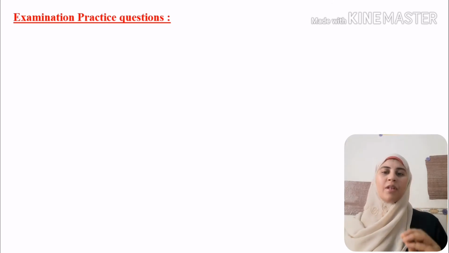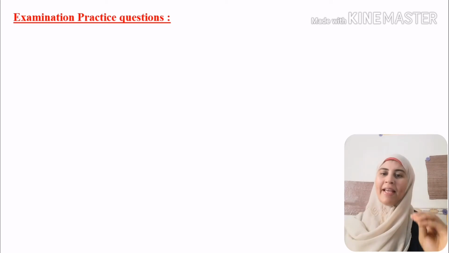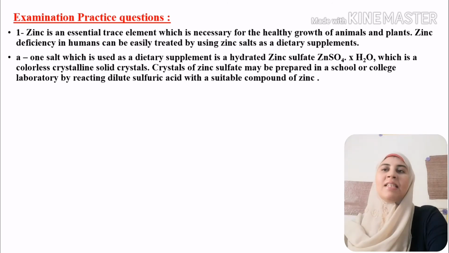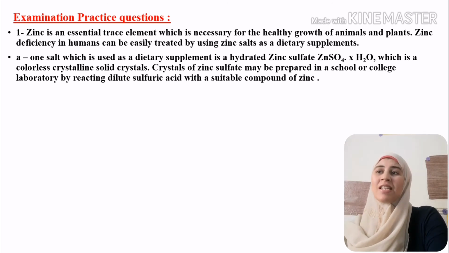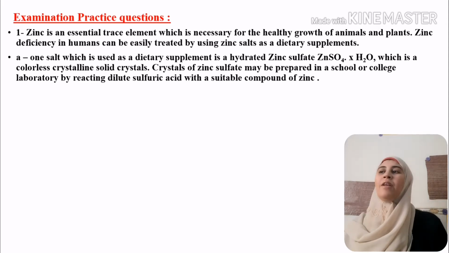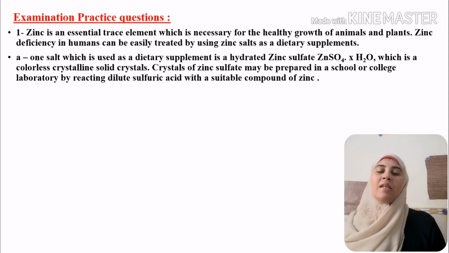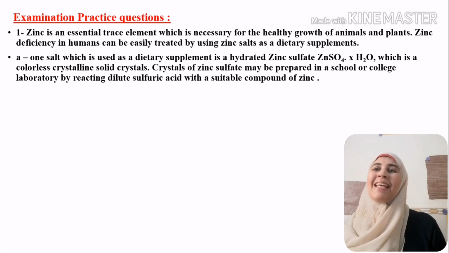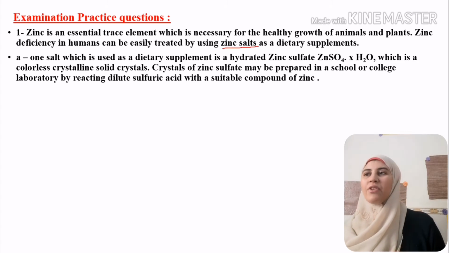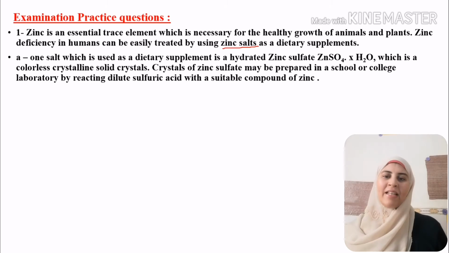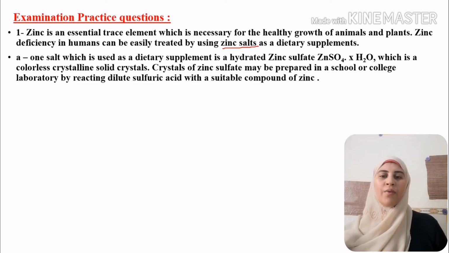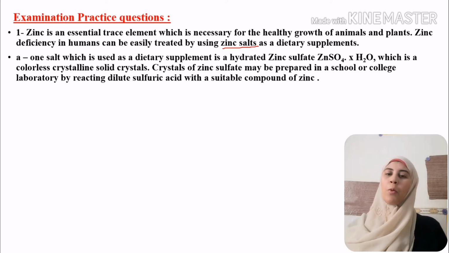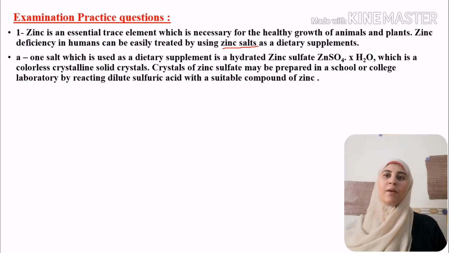Examination practice questions. This part is included in your AS and A-level chemistry book. Question number 1. Zinc is an essential trace element which is necessary for the healthy growth of animals and plants. Zinc deficiency in humans can be easily treated by using zinc salts as dietary supplements. Already we can take many dietary supplements as pharmaceutical compounds. One of these pharmaceutical compounds is zinc compounds to treat zinc deficiency.